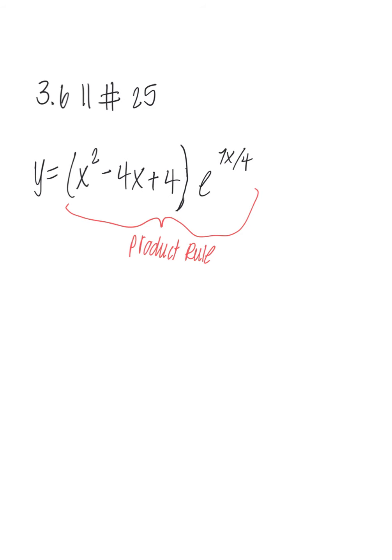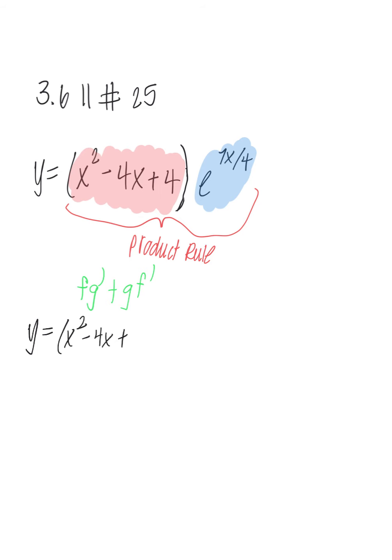Where we have F right here, and we have G right here. And so I'm going to write down our formula, F G prime plus G F prime, and I'm going to go ahead and start plugging it in. y equals, okay, so F is literally copy and pasted, x squared minus 4x plus 4.